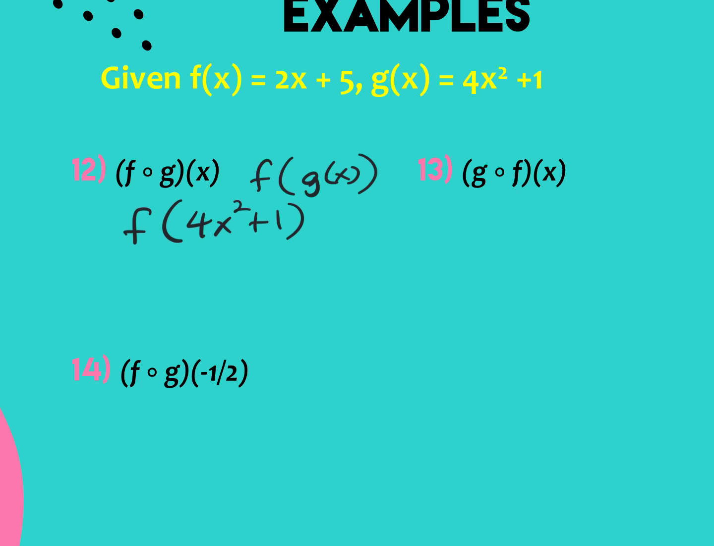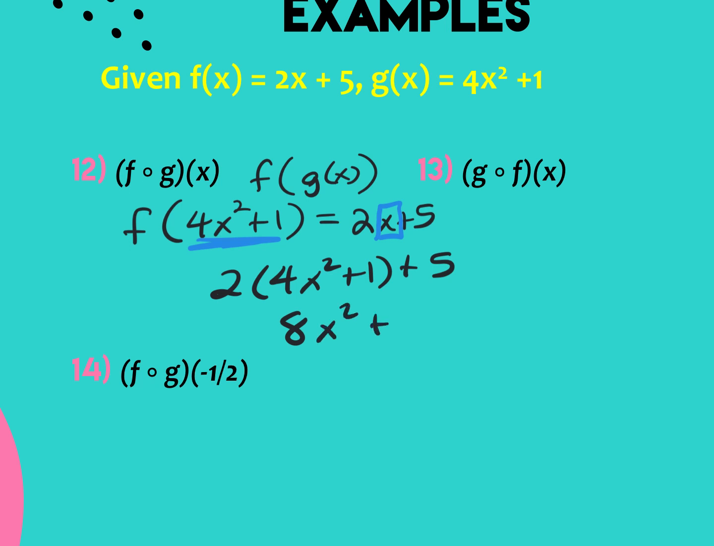So let me go ahead and write down my F of X function. It's the 2x plus 5. And again, remember, you're taking out the letter x, and I'm going to replace it with 4x squared plus 1. So 2 times 4x squared plus 1, and then add the 5. I need to distribute the 2. 8x squared plus 2 plus 5. Combine your like terms. 8x squared plus 7.